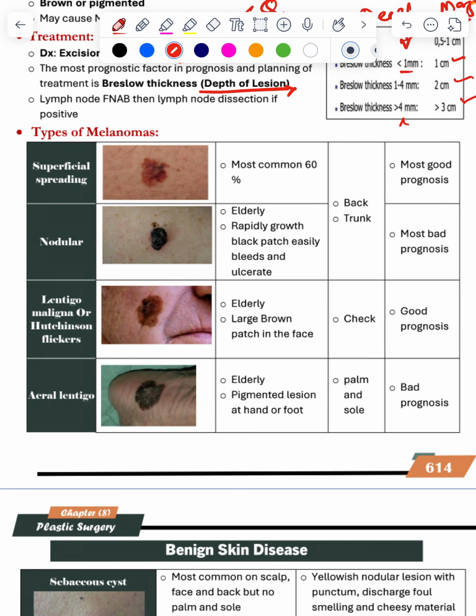There are different types: superficial spreading, nodular, lentigo maligna, acral. So which is most common? Most common is superficial spreading, more common and best prognosis. Present on the back, elderly, rapid growth, black patch. Nodular has bad prognosis. Most bad is nodular. Once it becomes nodular, it has got bad prognosis.